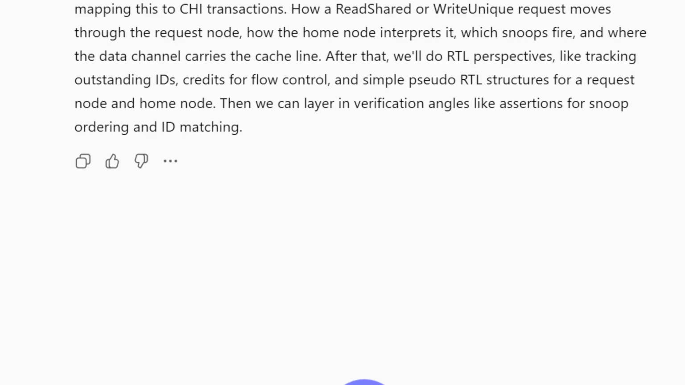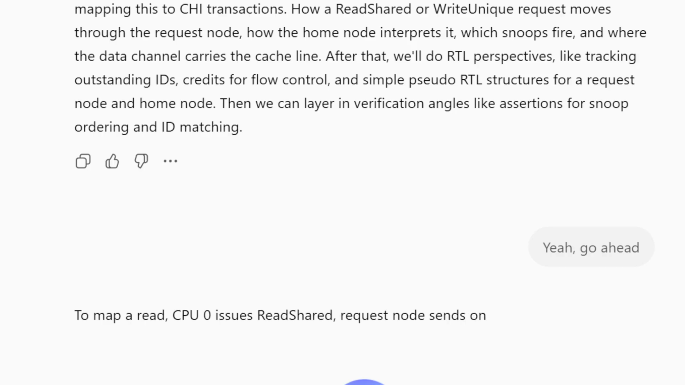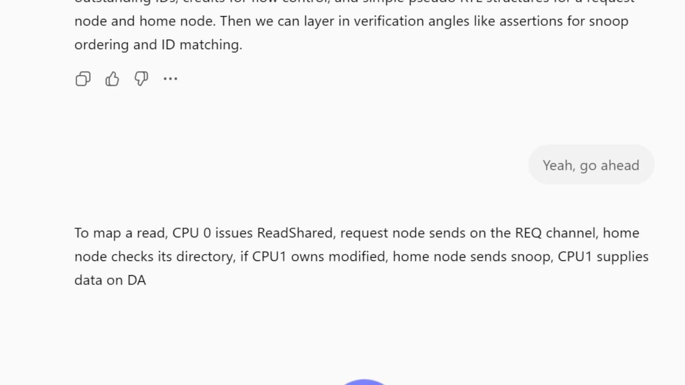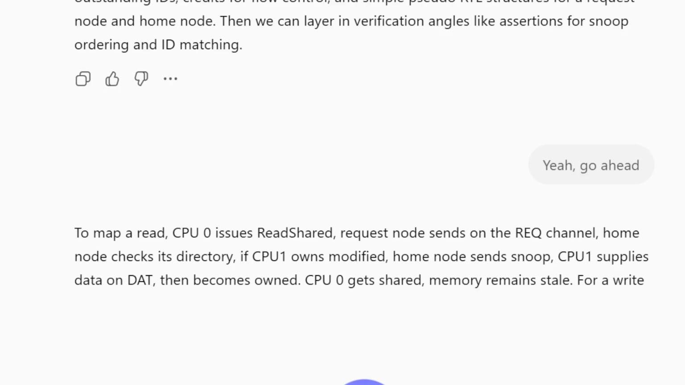Yeah, go ahead. To map a read, CPU 0 issues read shared. Request node sends on the REQ channel. Home node checks its directory. If CPU 1 owns modified, home node sends snoop. CPU 1 supplies data on DAT, then becomes owned. CPU 0 gets shared, memory remains stale. For a write, CPU 0 sends write unique. Home node issues invalidations. Once acknowledged, CPU 0 moves to modified.